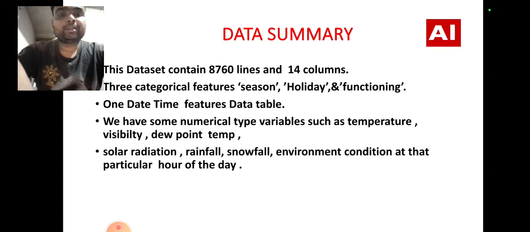Data summary. This data set contains 8760 lines, which are rows, and 14 columns. Three category features: season, holiday, and functioning day. One datetime feature, the date column. We have some numerical type variables such as temperature, visibility, dew point temperature, solar radiation, rainfall, snowfall, environment conditions at a particular hour of the day.